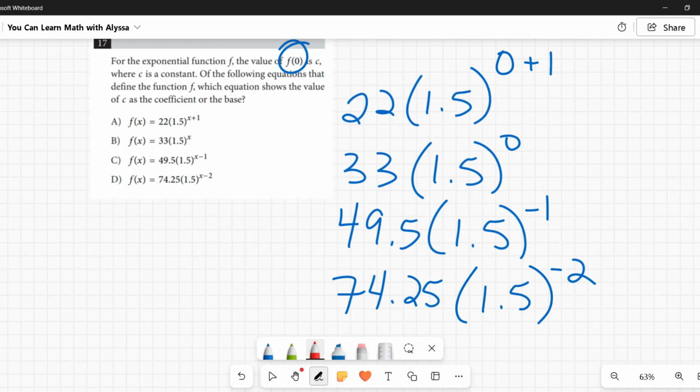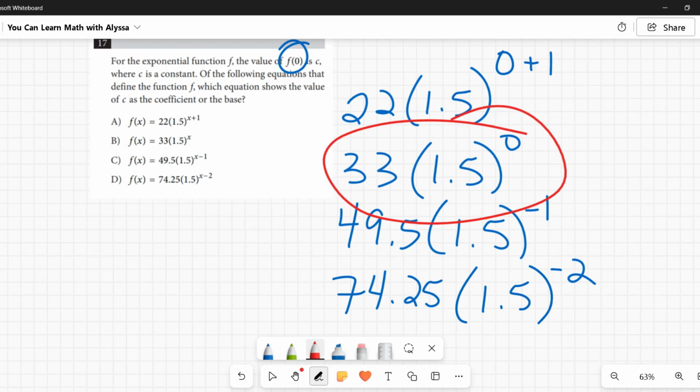So what is that constant? You don't actually have to use your calculator. You might think, what are you talking about? 74.25 times 1.5 to the power of negative 2? Oh, I'm using my calculator. And if it was just this one, I would totally agree with you. But we've got this one right here.